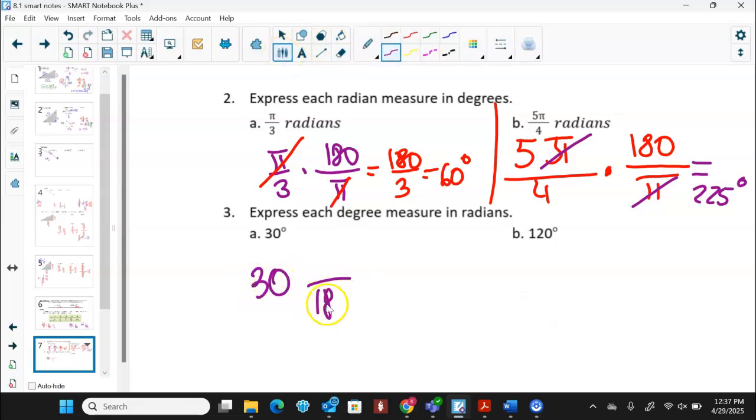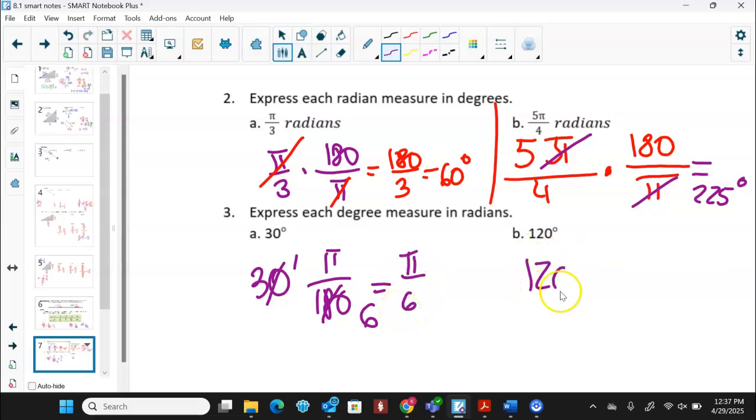Now, on the other hand, here, I've got a number, so I need a pi. So 30, I want a 180 on the bottom to diagonally cancel out and pi on the top. So that's going to simplify to a 1 and a 6, okay? And so when you multiply it out, it will be pi over 6.